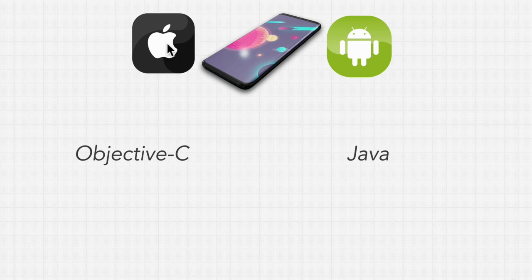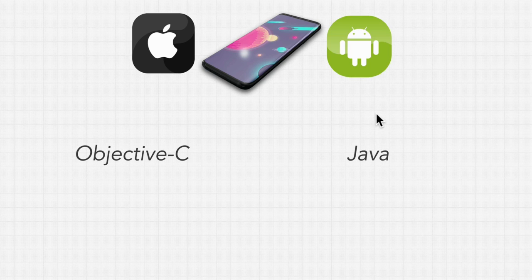What language is iOS written in? That's right, iOS is written in Objective-C and C. And that's why you build your apps in the same language that the operating system is built in. Same with Android. Android is written in Java. That's why you write apps for Android in Java.